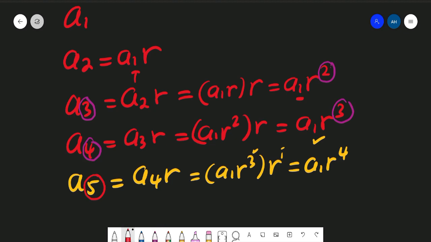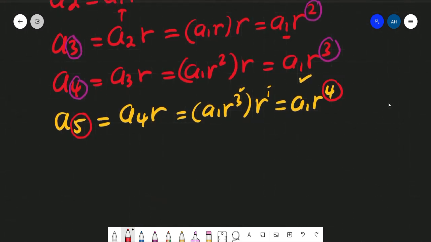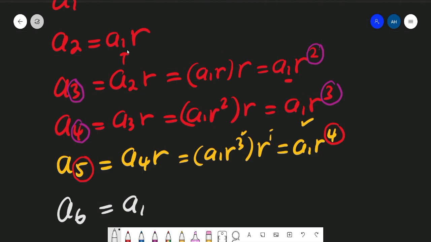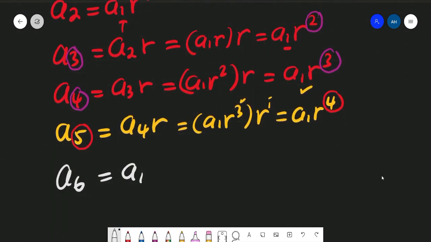Okay, see here 5 there and we have 4 here. Can you guess what will be our next term? That is term number 6, that is a6, by looking at the pattern. Can you guess what will be the next term in terms of a1 and r? Yeah, of course we have to have a1, right? Because all terms here have a1, therefore a6 also has to have a1 multiplied by r, but r to the power what?